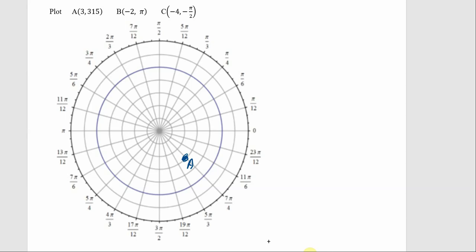Point B is going to be pi. So again, we're going to come around to pi, but it's negative. So we're going to go in the opposite direction, 2 units. So right there would be B.